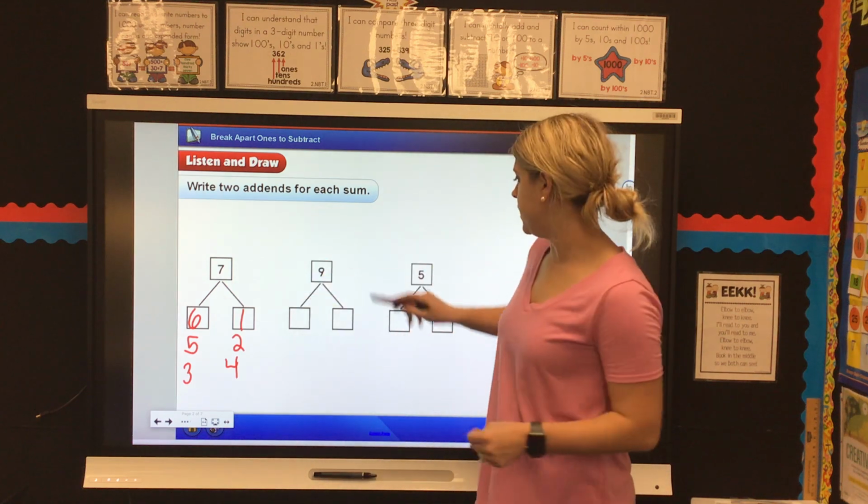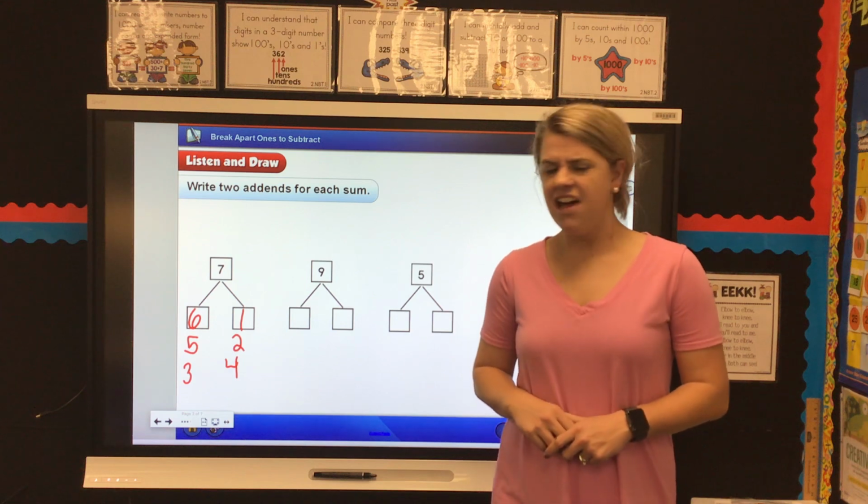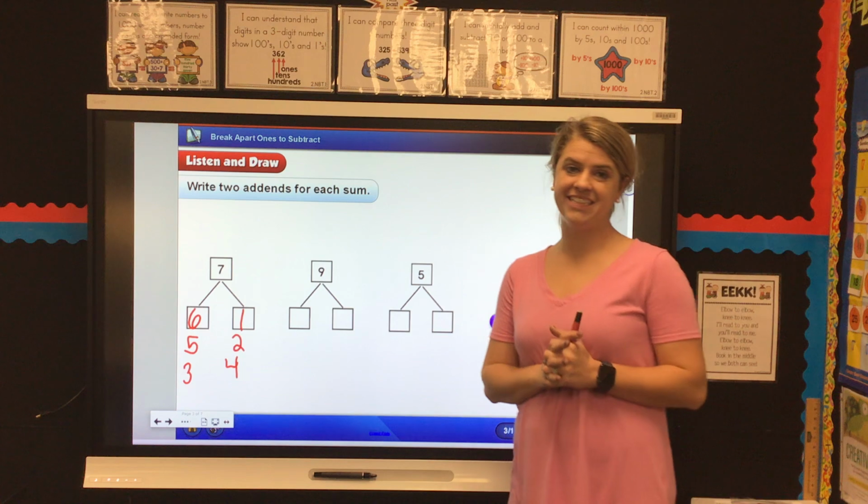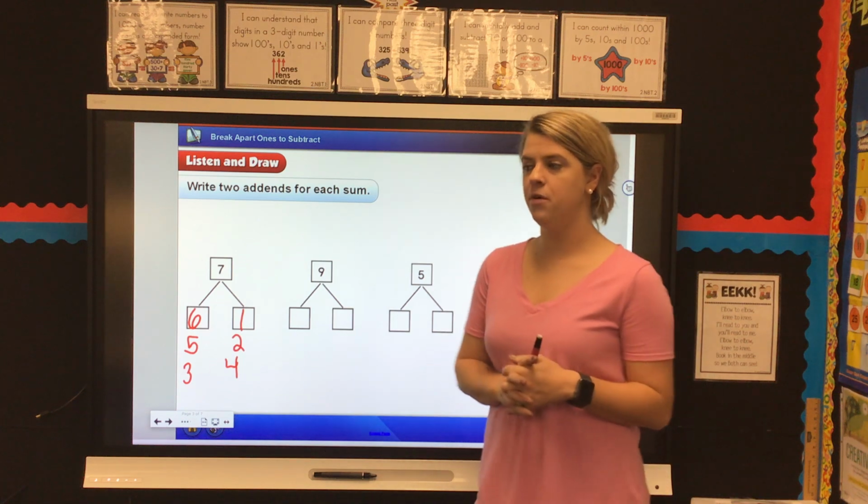I want you to try this one. You try the number 9. Figure out what are two numbers that you could add together to equal 9. Give you a minute.